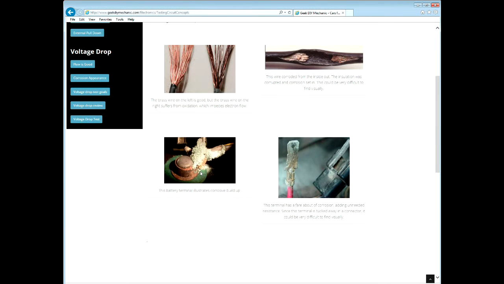The lower left is an image of a battery terminal with a high degree of corrosive buildup. So although it looks like it's only here, it's actually on the inside of here as well. The terminal is right here, and that's the connector. In this case it's green, so it's probably the ground wire. The lower right is an image showing a terminal within a connector with a great deal of corrosion on it. Again, it would affect electron flow.